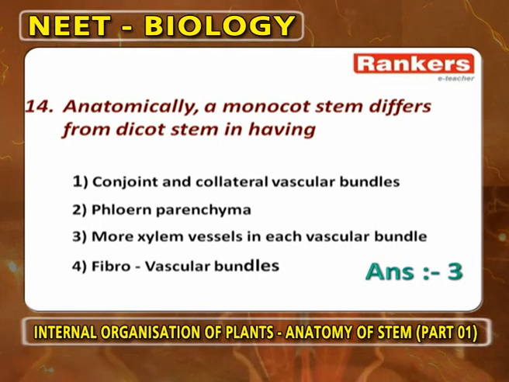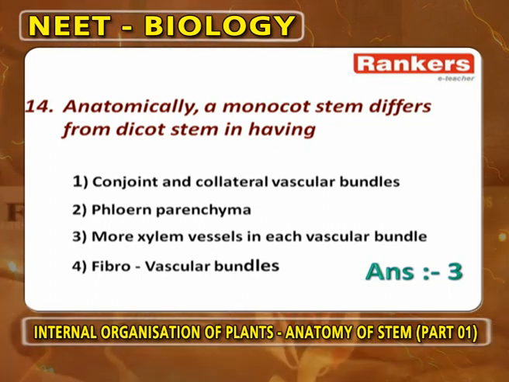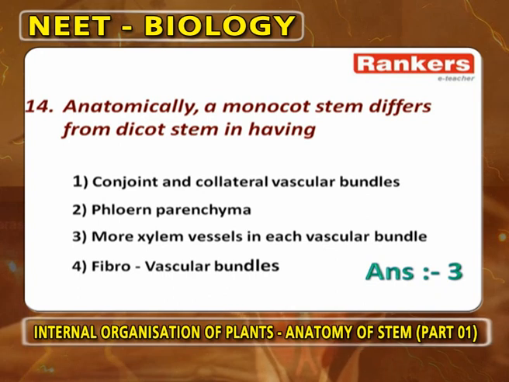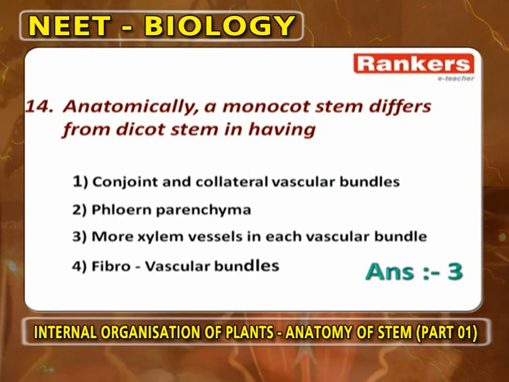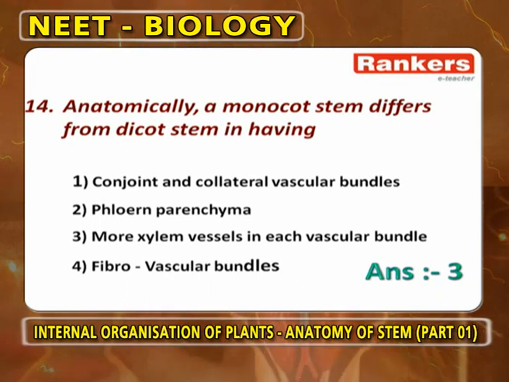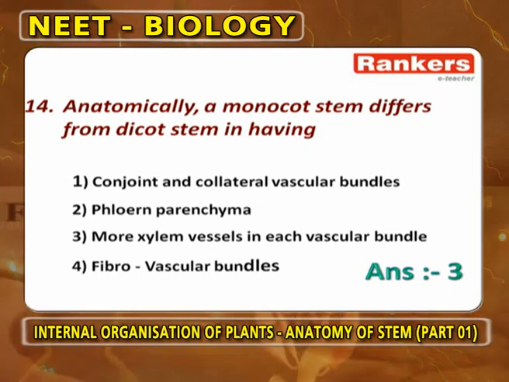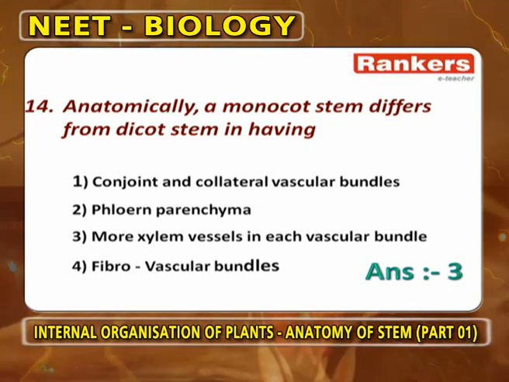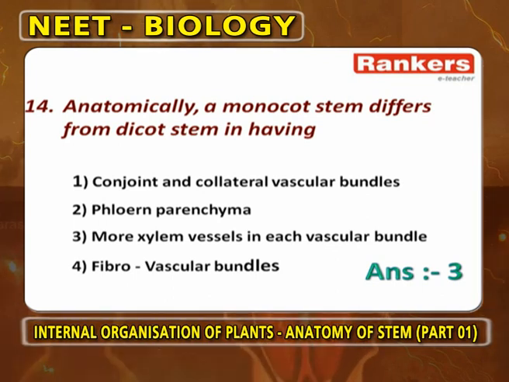Anatomically, a monocot stem differs from dicot stem in having... Conjoint collateral vascular bundle is a common feature in monocot stem and dicot stem. Phloem parenchyma is absent in monocot stem, present in dicot stem. More xylem vessels in each vascular bundle is the perfect answer for this question. Anatomically, a monocot stem differs from dicot stem in having more xylem vessels in each vascular bundle. Why? Because it is atactostele. Numerous vascular bundles are irregularly scattered in the ground tissue. Answer is 3.